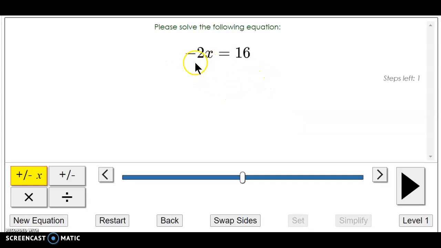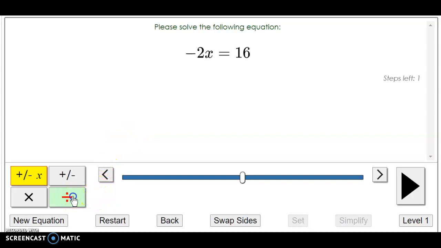I have an equation negative 2x equals 16. So in this case, I want to find out what x equals, so I want to get rid of this negative 2. So how to do that? Because this negative 2 is multiplied by x, to do the opposite, I would choose to do a division. Divide by negative 2, that's what I would do.